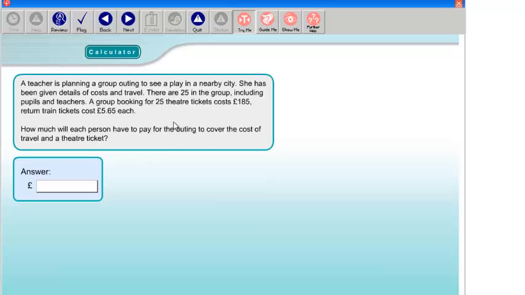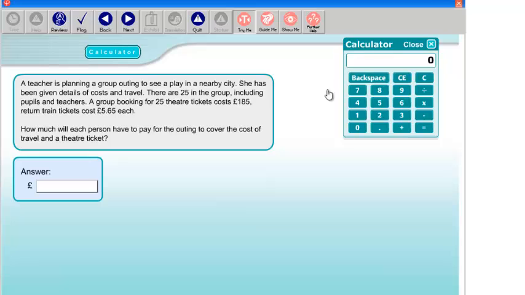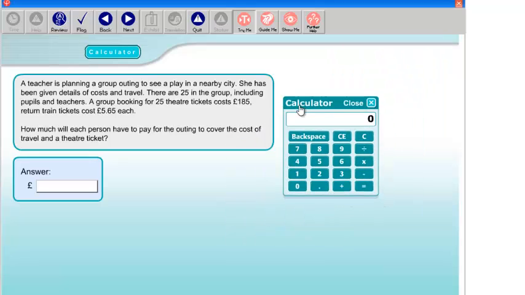Okay, so there's a couple of ways of doing this. Let's bring the calculator to help us out. So we've got the theatre tickets at £185. So if we divide that by 25 for the number of people involved, that's 7.4 or £7.40 each. Okay, and we've already got the price of the train tickets per person, so we just have to add £7.40 to £5.65 to get £13.05.